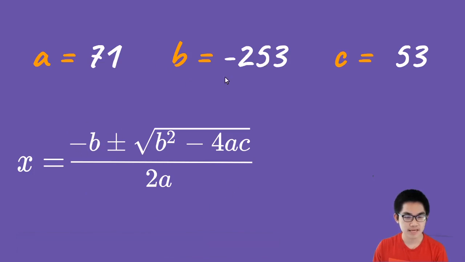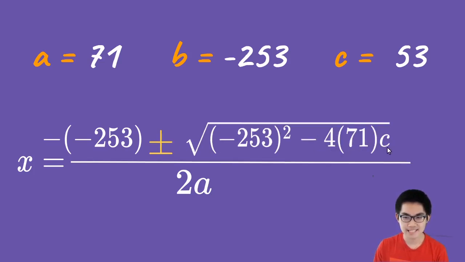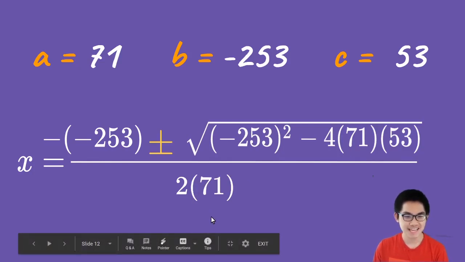And so negative b is the same thing as negative 253 in the brackets. So notice how it's in the brackets. The plus and minus sign, I'm going to explain this later. And this is the square root of b squared, okay, minus 4ac over 2a. So you see how straightforward it is. And so your next step is to simplify this whole thing.